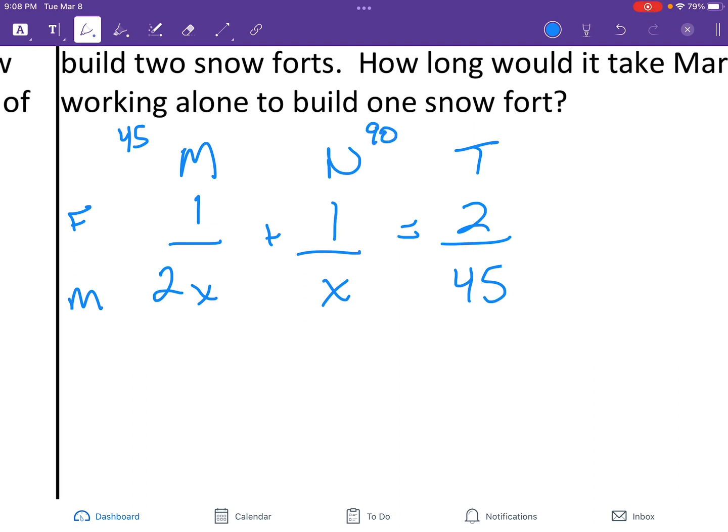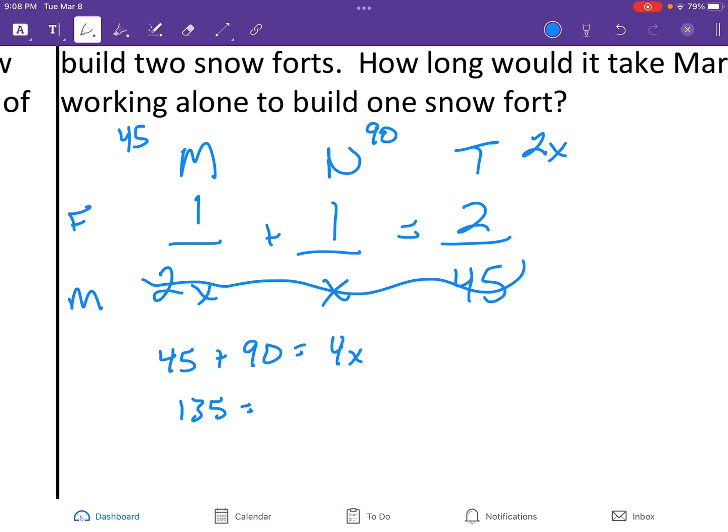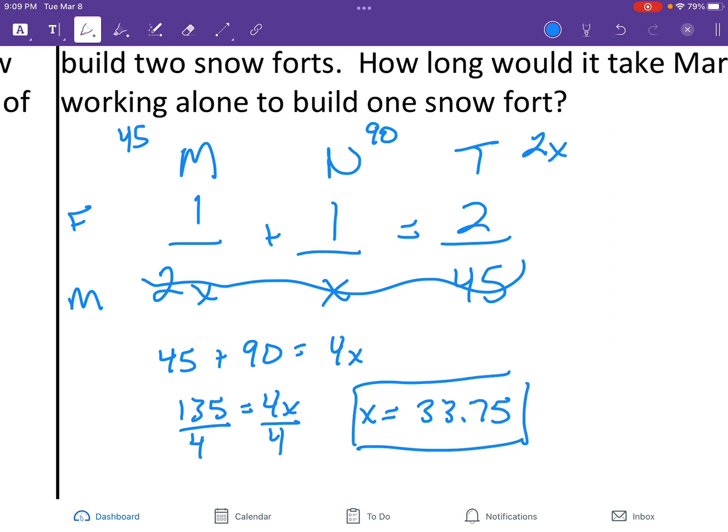The last one, we have a 45. We're missing a 2 and an x. So we have 45, because we can do the bottoms, plus 90 equals 4x. So 45 plus 90 is 135 equals 4x. Divided by 4 on both sides. And x will equal, let's see, 33.75.